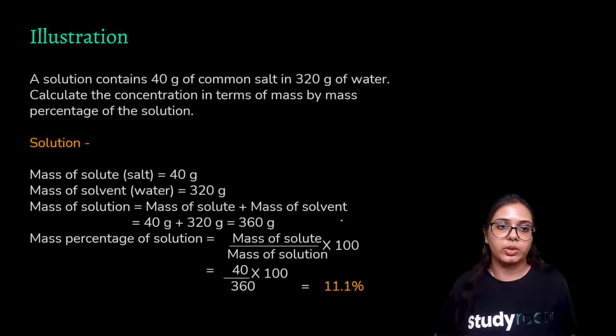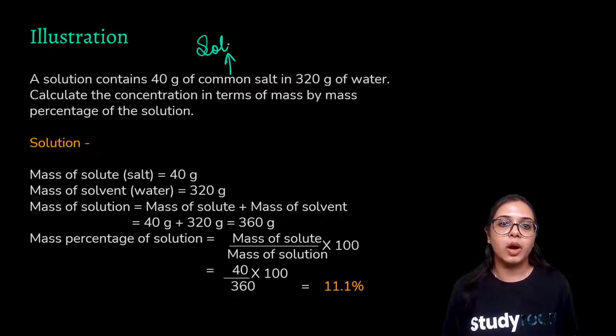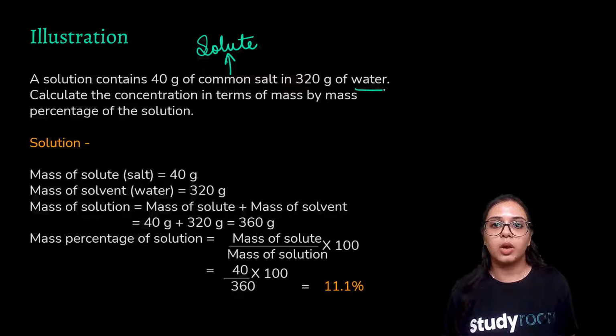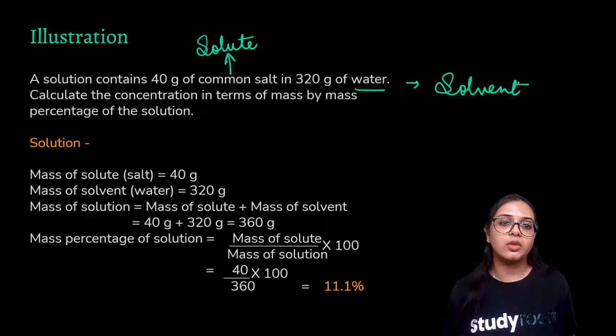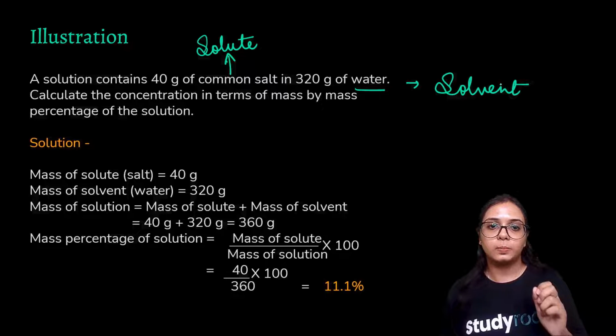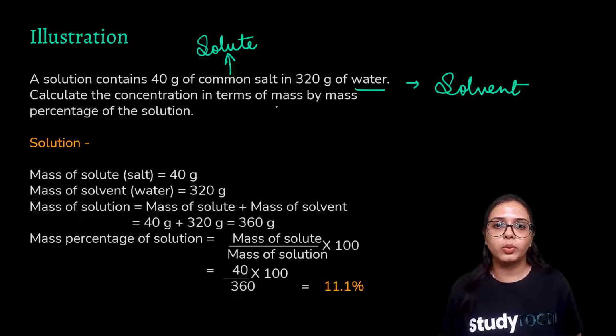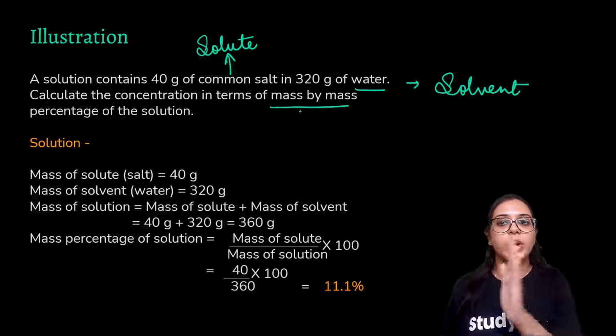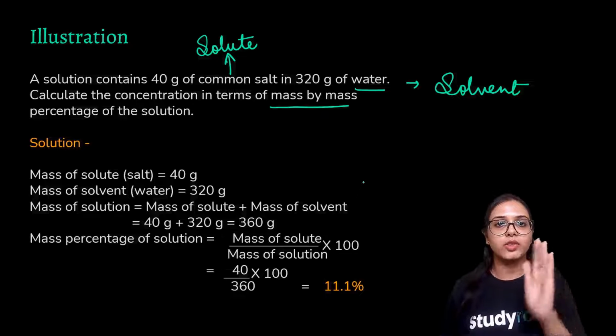Let's have a look at the illustration. A solution contains 40 grams of common salt in 320 grams of water. So we know that the common salt is the solute. So the amount of solute is 40 grams and the amount of solvent, that is water, is 320 grams. Calculate the concentration in terms of mass by mass percentage of the solution. Now this is a very easy question, right? Why? Because we only have to calculate the mass by mass percentage. So we know that concentration is always determined with respect to the solution. We take the solute in respect to the solution.